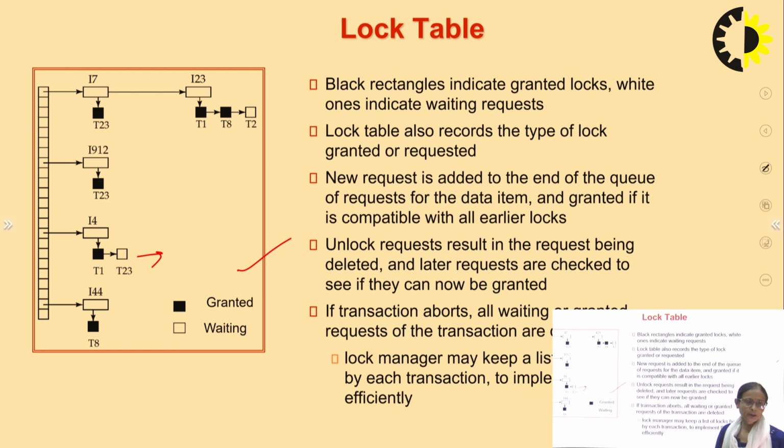If a transaction aborts, then all the waiting or granted requests of the transaction are deleted. Suppose here we have a transaction T8 and it got aborted. So here we release the lock. Again here T8 is working on some data item. Again that particular lock is released there also. So the lock manager may keep a list of locks held by each transaction to implement this efficiently.